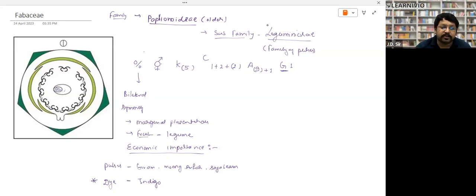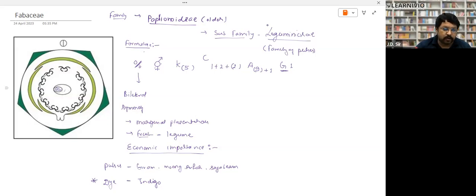How will I read this floral formula, right? What is the floral formula? This symbol belongs to zygomorphic, right? This percentage symbol is called zygomorphic. This is called bisexual, male and female. Try to understand, I'm explaining everything. How will I read this formula? Bisexual, zygomorphic means it has bilateral symmetry. The flower has bilateral symmetry. Try to understand.